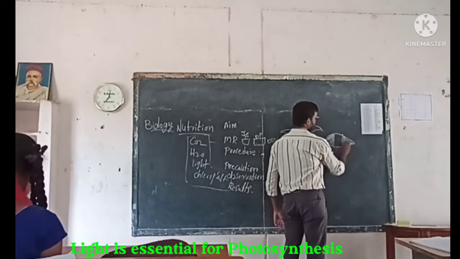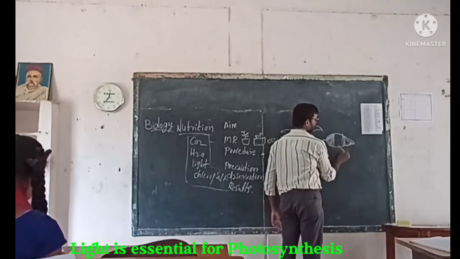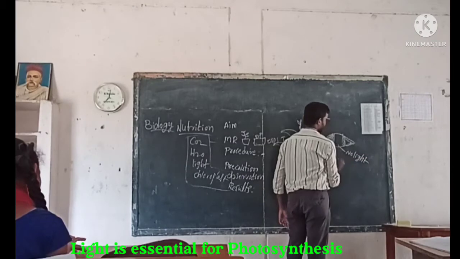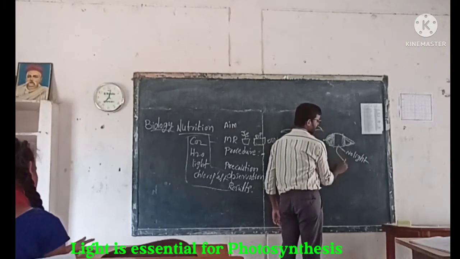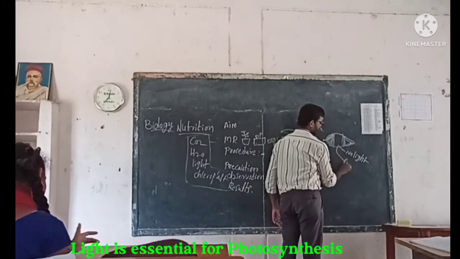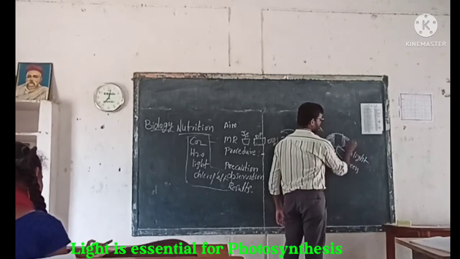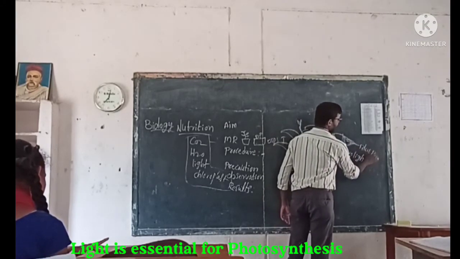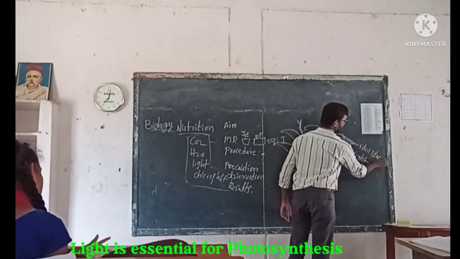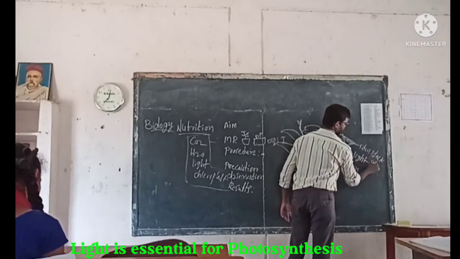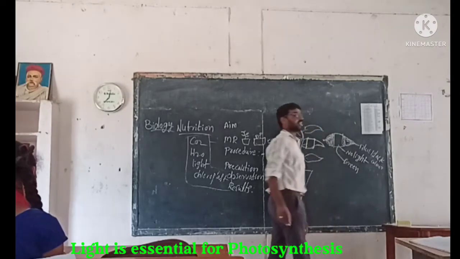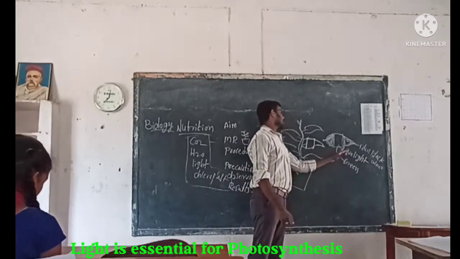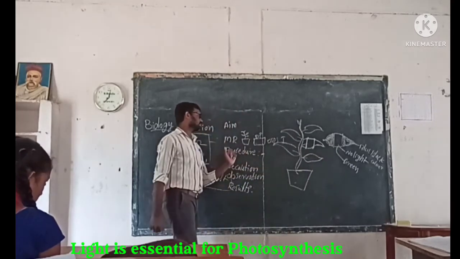Next, the covered part did not receive light, so it does not turn blue-black and stays green. Which color is this one? Blue-black. Blue-black color appears here. Remember, keep it in your mind. Don't get confused. So, once again, I want to repeat this procedure.